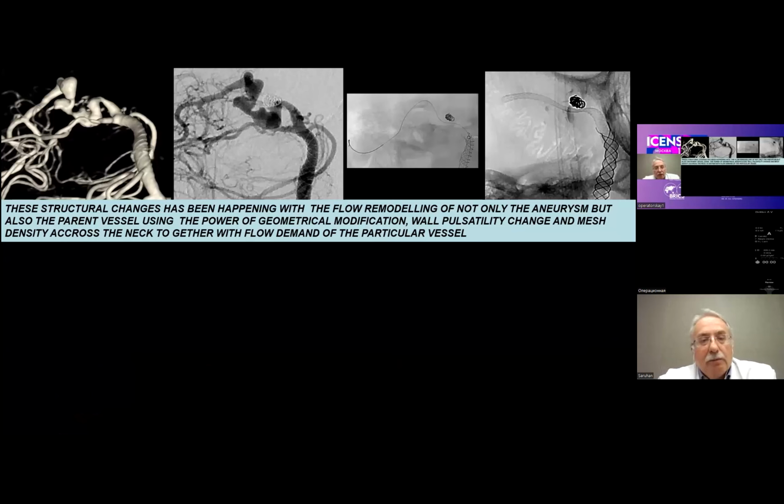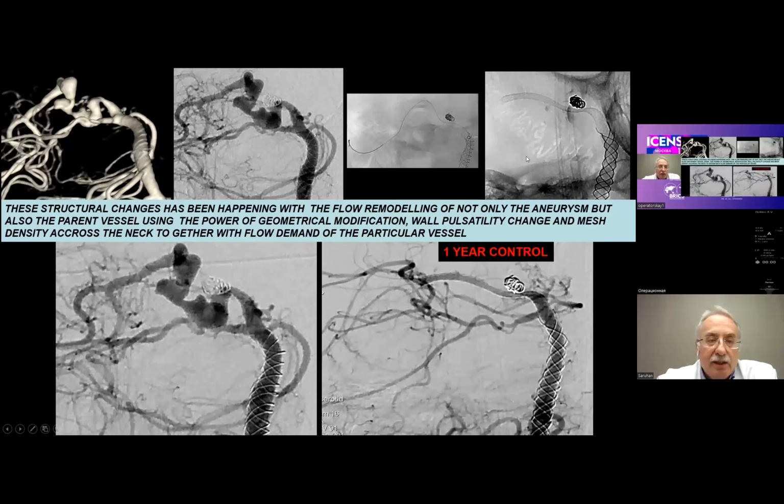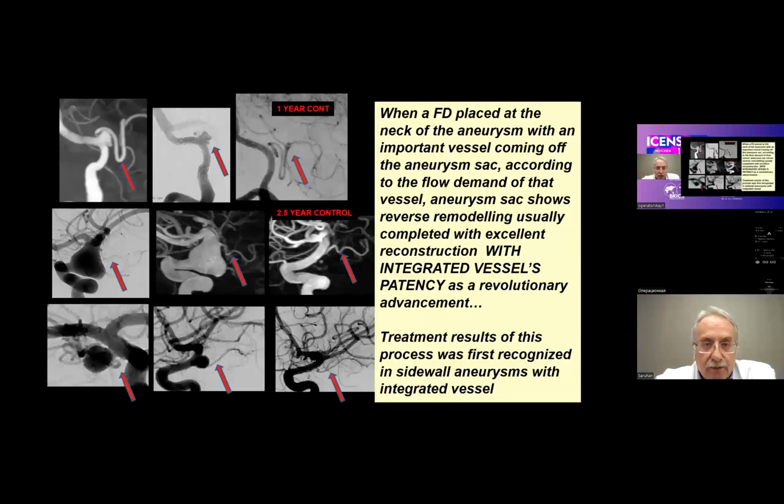So these structural changes have been happening not only with the flow remodeling, but also with the parent vessel remodeling, with the power of geometrical modification, the wall pulsatility change and mesh density. But the geometrical modification and its related wall pulsatility change is one of the most important factors to be able to have such a remodeling in such a diseased artery 1 year after. So the importance is that what we use as a flow diverter is also very important.